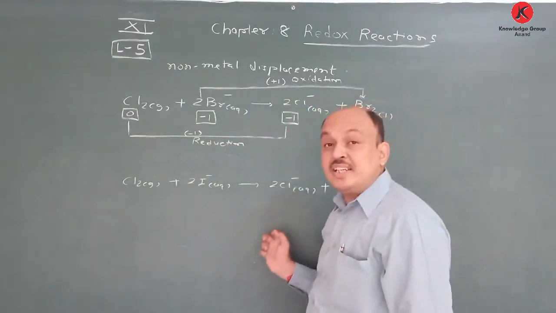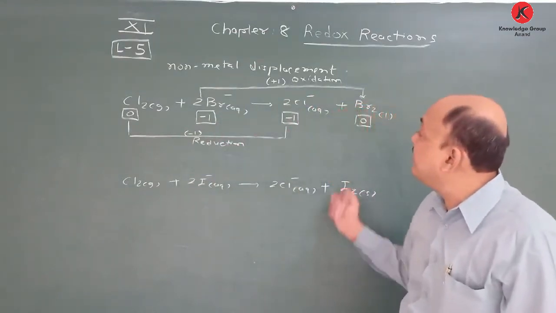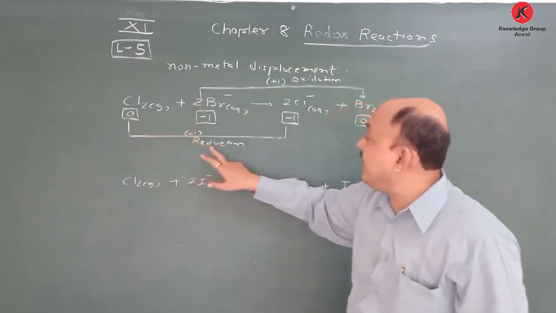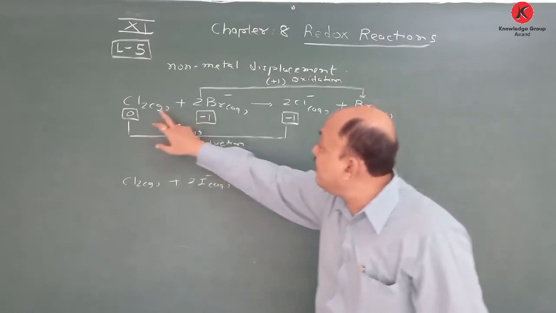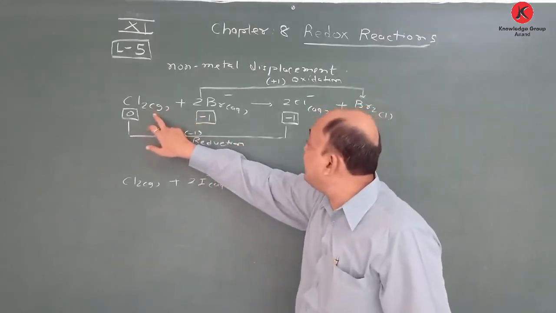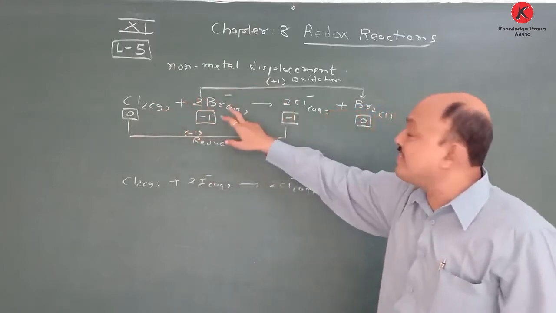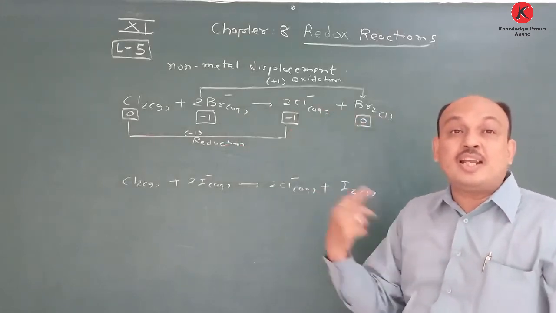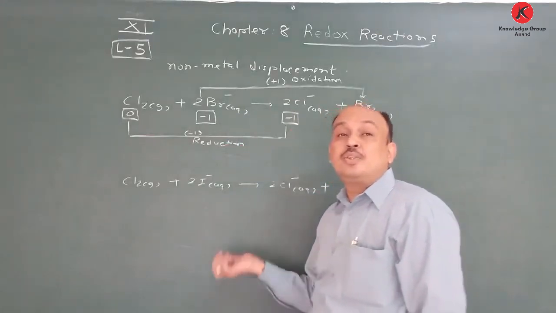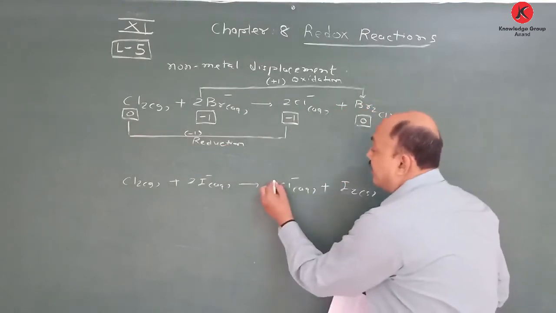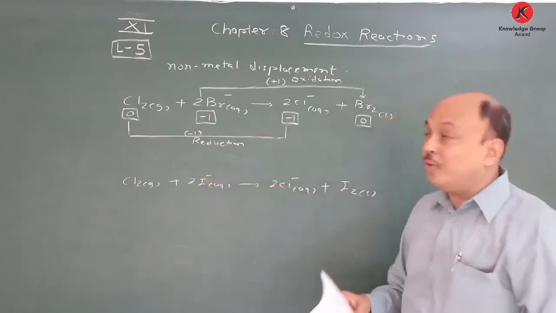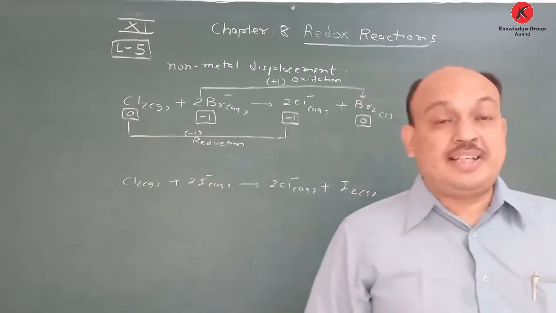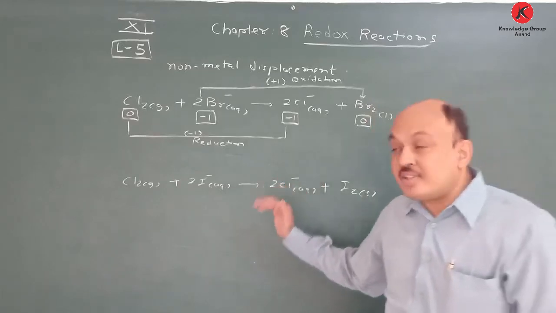So which one is the oxidizing agent and which one is the reducing agent? Cl2 gas is gaining electrons, that is a reduction reaction, so Cl2 gas is considered as the oxidizing agent, and 2Br minus is considered as the reducing agent. Is it clear? Those losing electrons are considered reducing agents, those gaining electrons are considered oxidizing agents. So this one is for homework. Try yourself which one undergoes oxidation, which one undergoes reduction, and which is the oxidizing agent and which is the reducing agent.